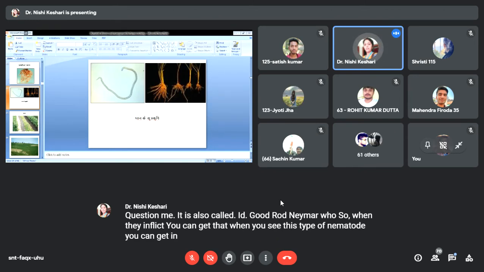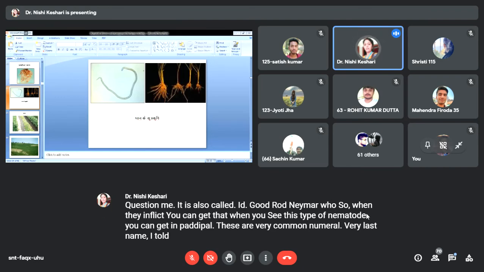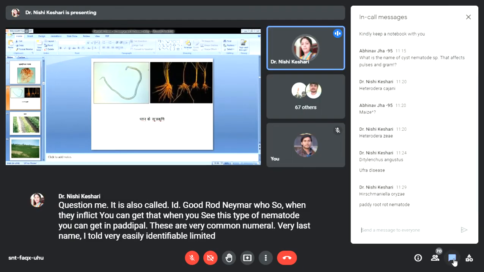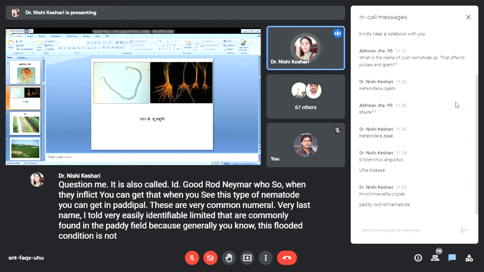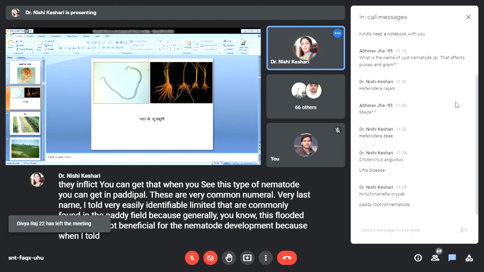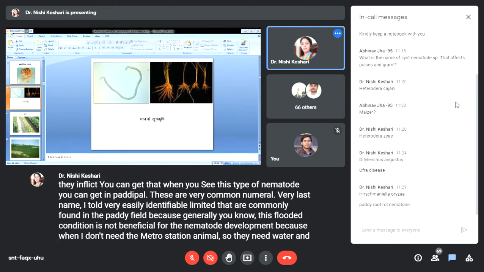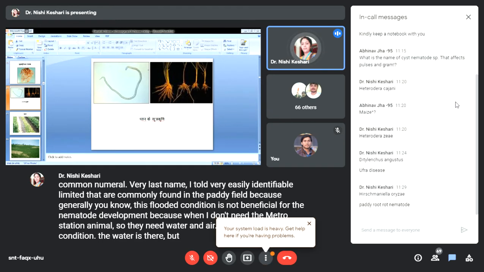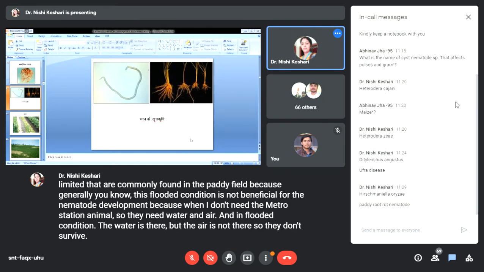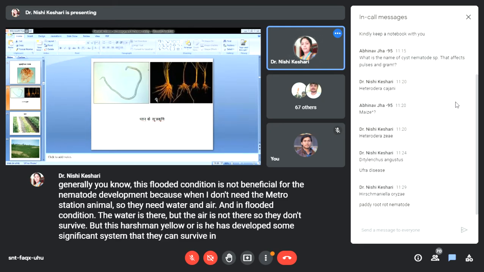These are very common, very large, very easily identifiable nematodes that are commonly found in the paddy field. Generally, flooded condition is not beneficial for nematode development, because nematode is an animal, so they need water and air. In flooded condition, the water is there but the air is not, so they don't survive. But this Hirschmanniella oryzae has developed some system that they can survive in the paddy flooded condition.